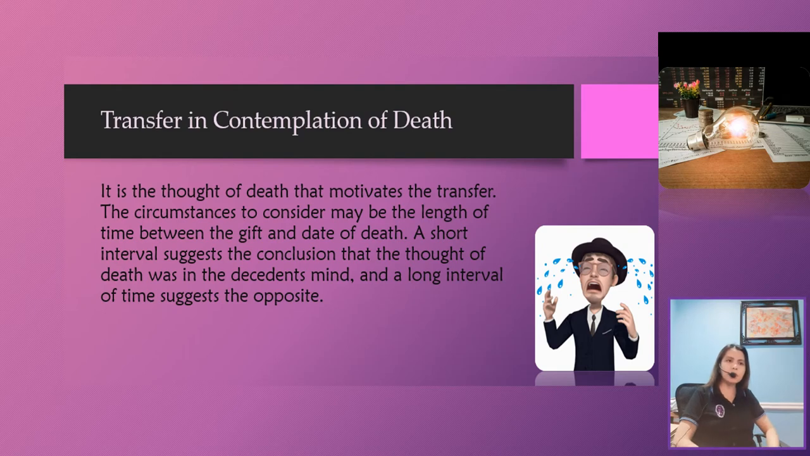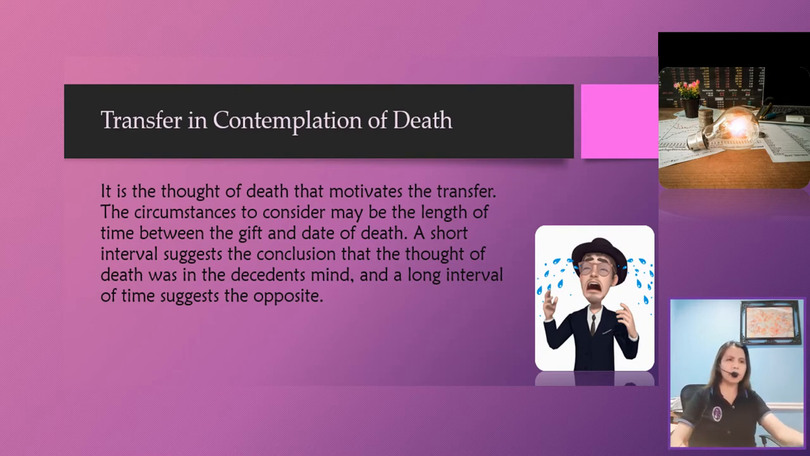Now, the circumstances to consider may be the length of time between the gift and the date of death. A short interval suggests the conclusion that the thought of death was in the decedent's mind, and a long interval of time suggests the opposite. Also, the concurrent making of a will, or making a will within a short period after the transfer, would be an indicator that it is a transfer in contemplation of death. But again, you can contest, because you need to establish that it is a transfer in contemplation of death.